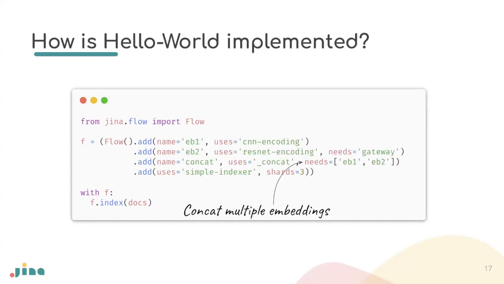You can also build a little bit more complicated flow, such as computing two embeddings. One is via the traditional classic convolutional neural network. The other is via the residual network, and they do the parallel encoding. These two components compute the embeddings in parallel simultaneously, and then you collect their embeddings and do the concatenation, and finally do the indexing.